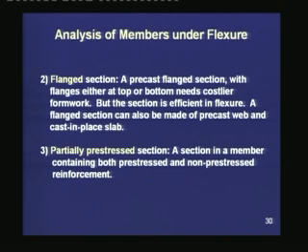There, a section in a member contains both prestressed and non-prestressed reinforcement. Now, the comparison of different types of sections will be again elaborated when we study the design of prestressed members. Here, we have just got some brief idea about the different types of sections. One type of section we shall study is the rectangular section, the other type is the flanged section, and the third type is the partially prestressed section, which contains both the prestressed and non-prestressed reinforcement.